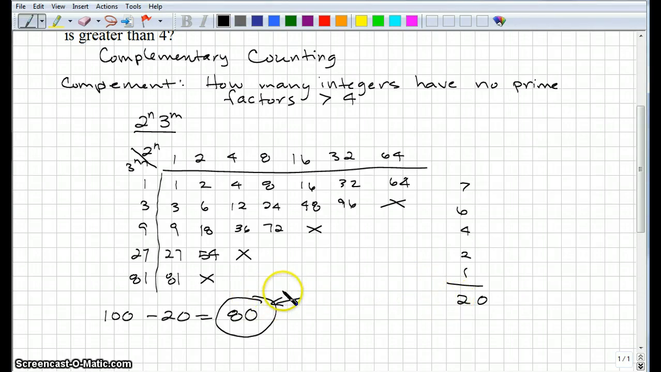Okay? Because all the numbers between 1 and 100 are either going to have a prime factor greater than 4 or not. Okay? So if we subtract the ones that do not, then what we have left over is the ones that do. Alright? That's complementary counting. So, there you go. The answer is 80.